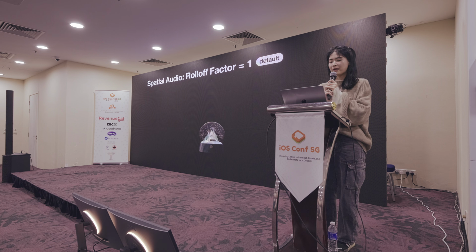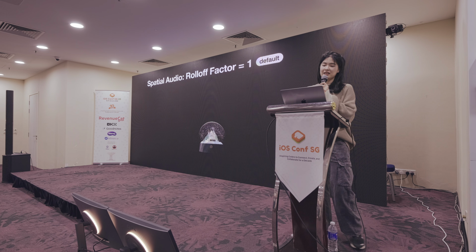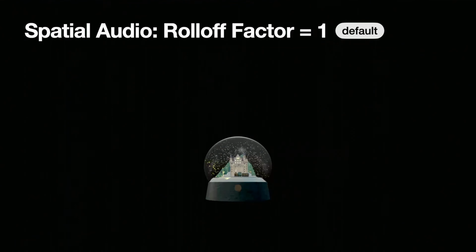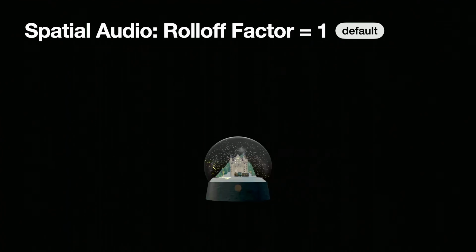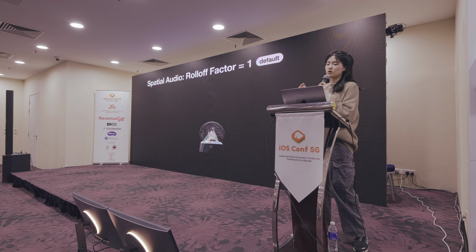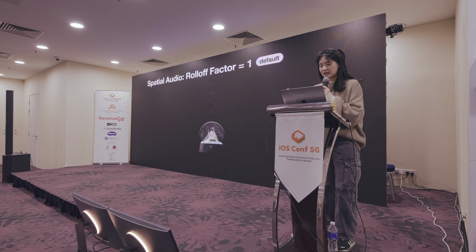And there's this one property that I want to share because I think it's really interesting. That is this roll-off factor in spatial audio. By default, it's 1. And this number defines how quickly the volume drops when the user moves away from this sound source. So let's hear it.